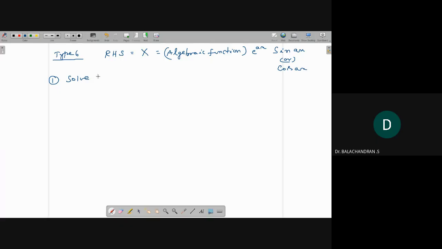Solve (d square minus 2d plus 1) y equal to x into e power x into sin x. I think here we have algebraic function, exponential, and sin ax. So solution.